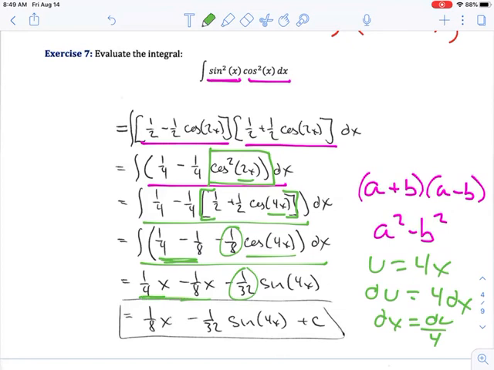And then I combine these two. 1/4 is 2/8. 2/8 minus 1/8 is 1/8. Minus 1/32 sine of 4x plus C. And there's my final answer.